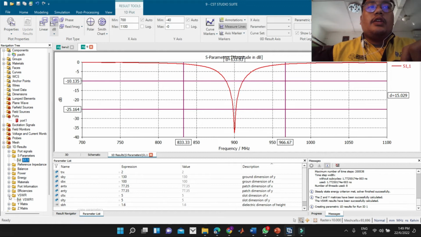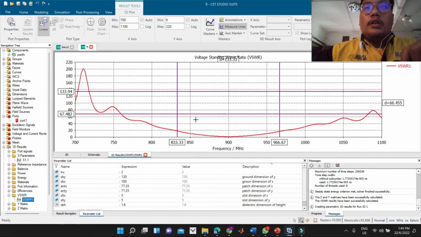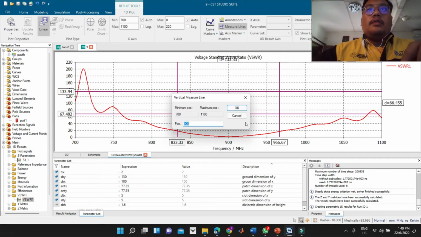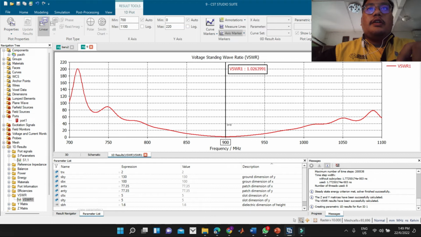and then we check the VSWR. The VSWR needs to be below 2 at 900 megahertz. So this one, the value is 1.026. So this shows that it is below 2, which means this antenna performs well. So after we know that the characteristic of the antenna performs, we need to set up the antenna for wireless power transfer.